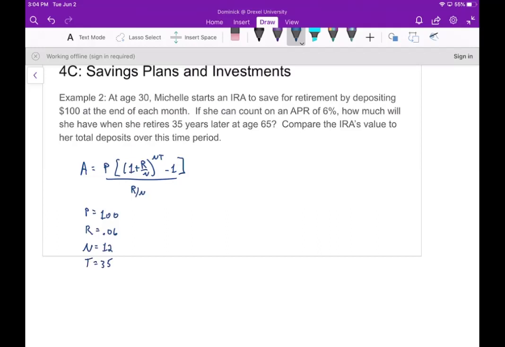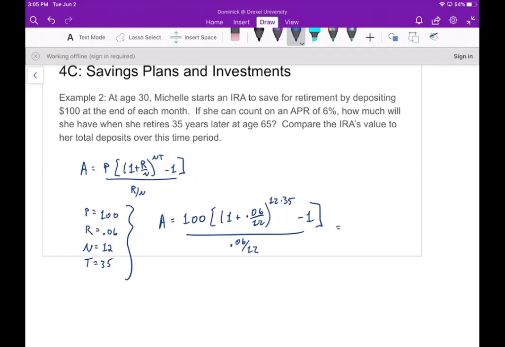Now we're going to find out how much she has after these 35 years. So we get A is equal to 100 times (1 plus 0.06 over 12) to the 12 times 35, minus 1, all over 0.06 over 12.